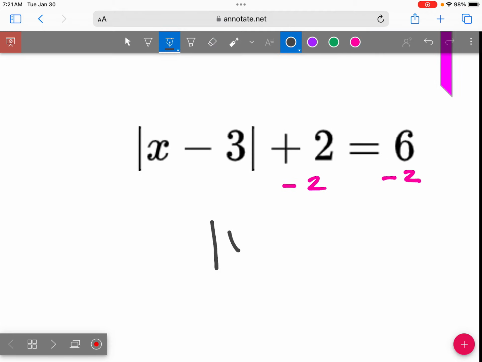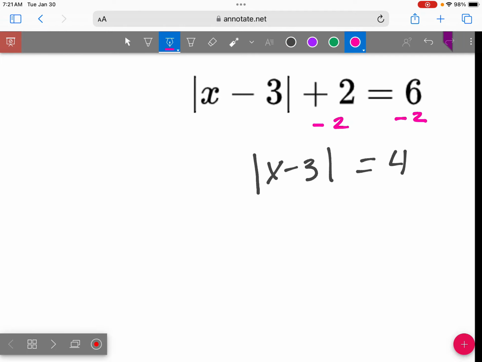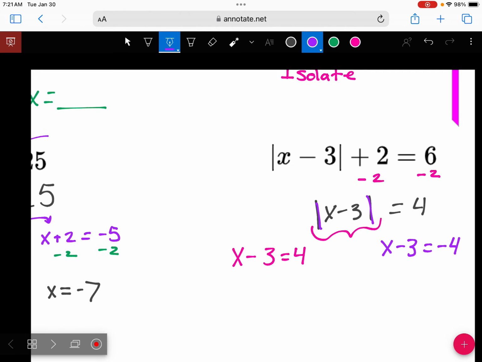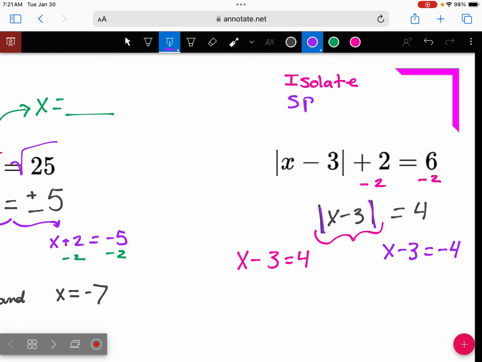And if the absolute value of x minus 3 equals 4, that means this chunk equals 4, and my absolute value bars aren't doing anything. Or maybe that chunk, x minus 3, actually equals negative 4, and the absolute value bars are working. So we isolated, we split it into our possible cases, and now we're going to finish solving.